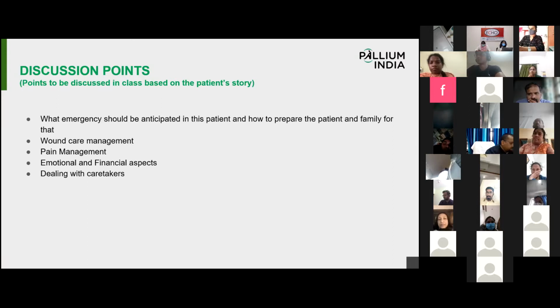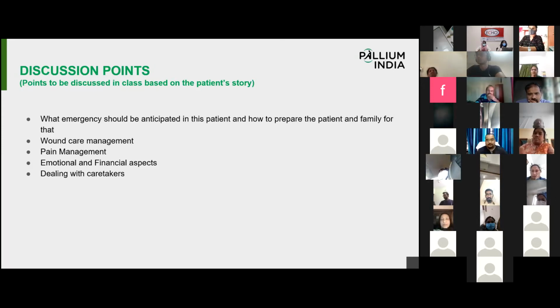Any other inputs or suggestions? In India, do you always use the Fuller metallic tracheostomy tube for all patients?